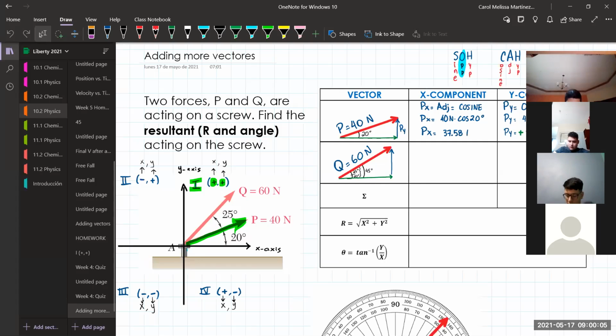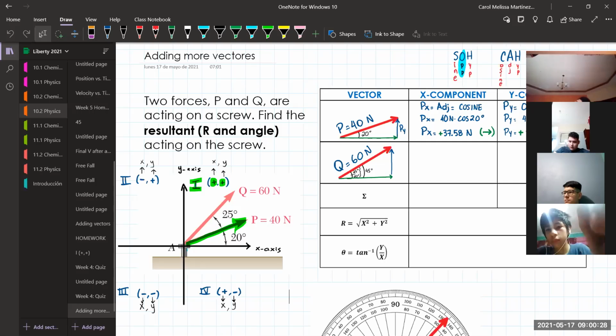37.58 Newton. Again, I repeat, because my vector is placed in the first quadrant, my x component is going to be positive. Or you can just say that it's going to the right, therefore it's going to be positive. In any way, it's going to be the same.